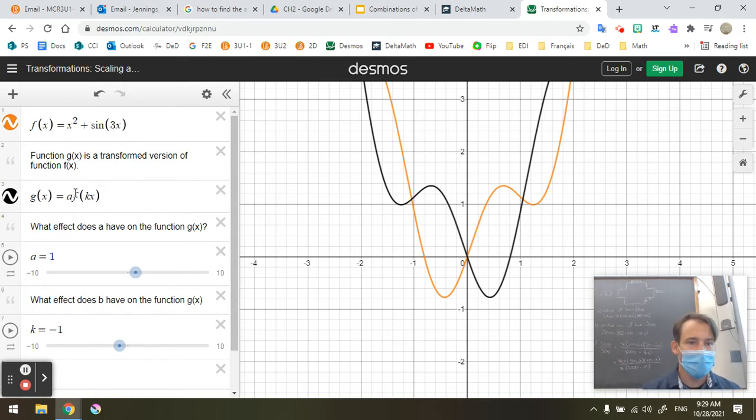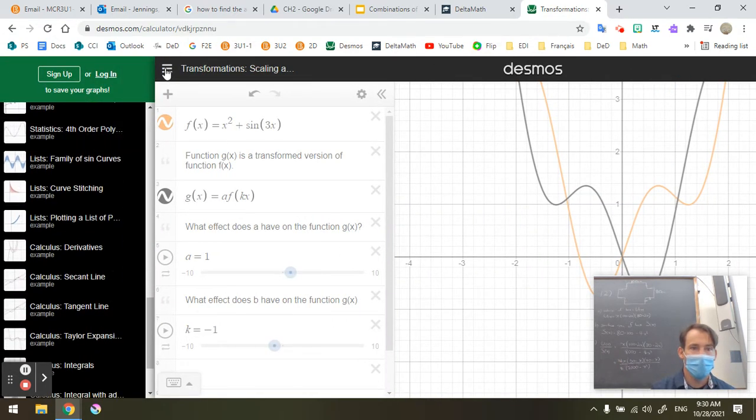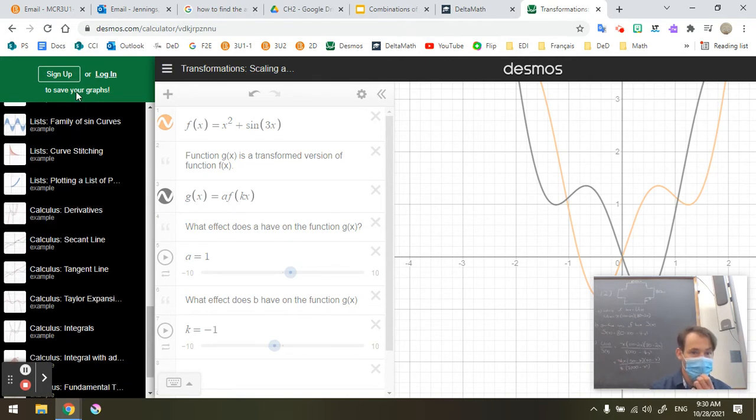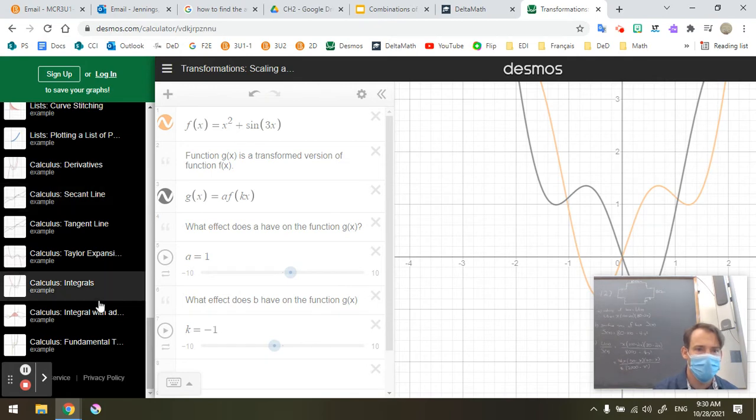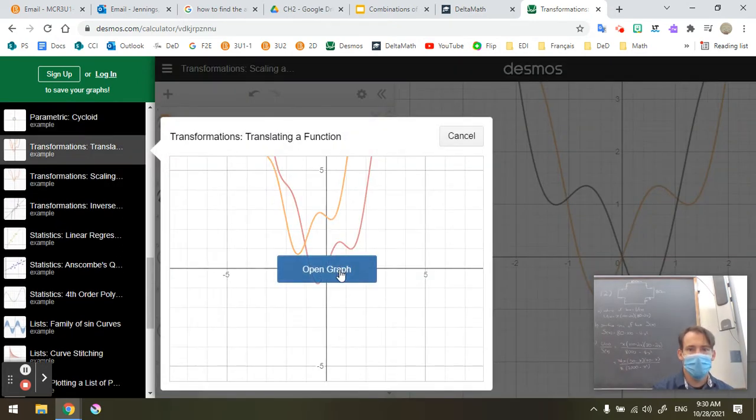So we've been investigating the roles of a and k in the transformations of functions. Now let's take a look at b and c. So Desmos already has these graphs made for you. They're pretty cool. If you go in here, it gives you all your saved graphs. I'm not logged in, so you can't see my saved graphs. They've got beautiful ones in here for transformations of functions. Where's transformations? There it is. Scale translations here. So these are translations of functions.